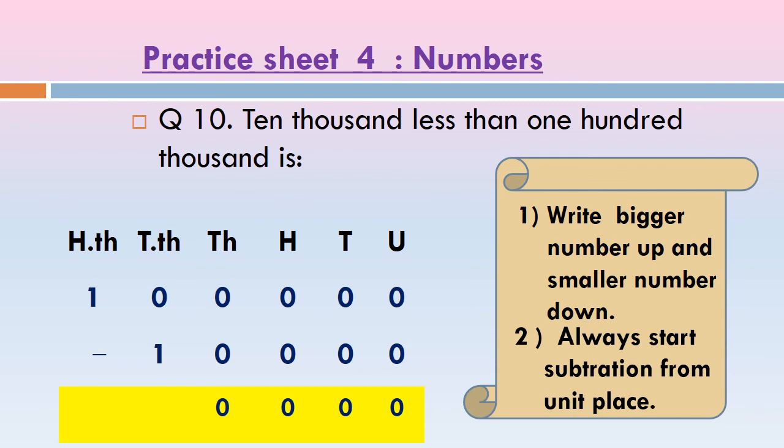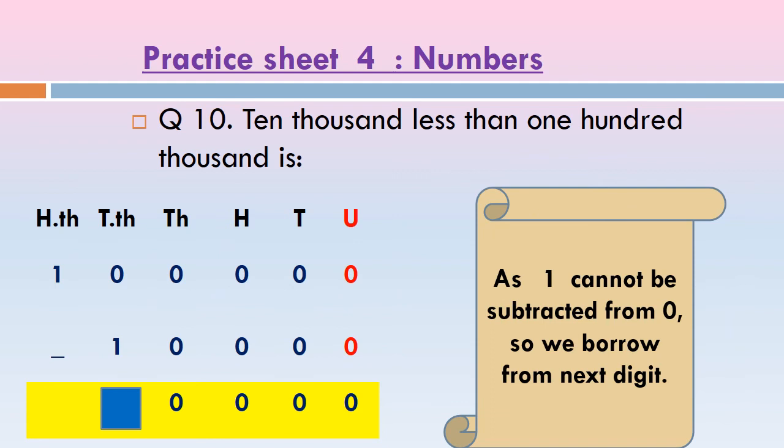We have to subtract 1 from 0. As 1 cannot be subtracted from 0, so we borrow from next digit. So here the next digit, which is at 100,000s place, is 1. We will borrow 1 from the 100,000s place, and at 100,000, by giving 1 to the next place, 10,000, it becomes 0. Here left only 0. And at 10,000 place, by borrowing 1 from 100,000, 0 will become 10. And 10 minus 1 is equals to 9.